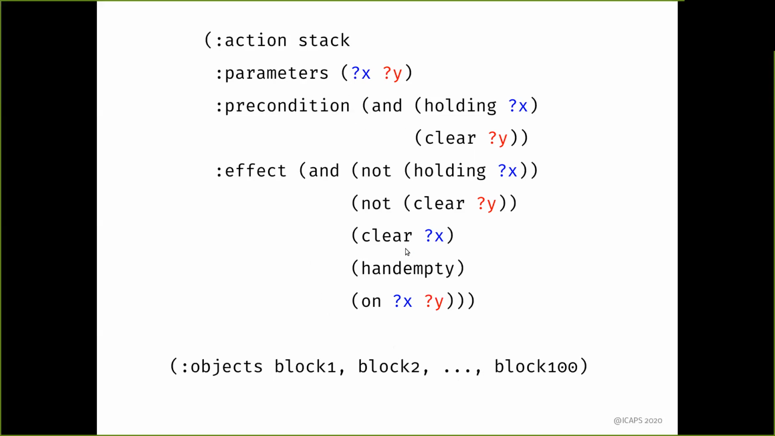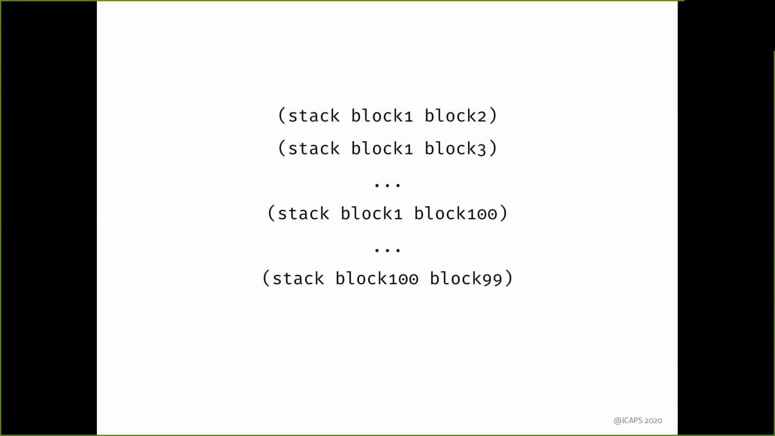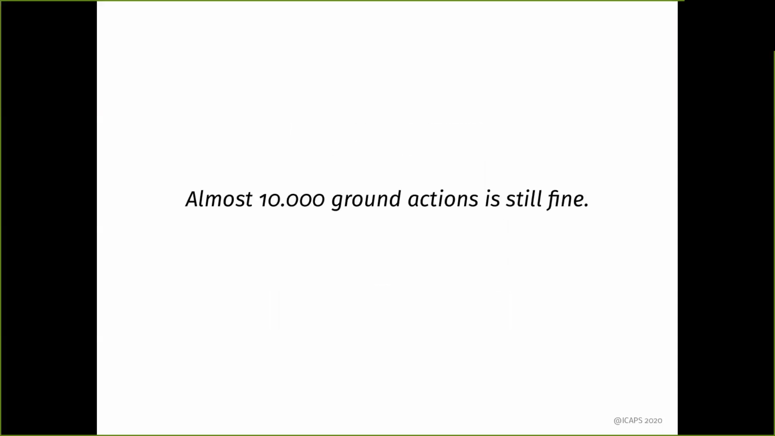And then we go from a first order logic representation of the action to a ground propositional representation of the action. So in this case, after grounding, we would end up with something like that. We have an action stack, block 1, block 2, with the same name of the action, but substituting the three variables with all other objects. So in this example, we have almost 10,000 ground actions, which is still fine. Almost every classical planner nowadays can handle it.